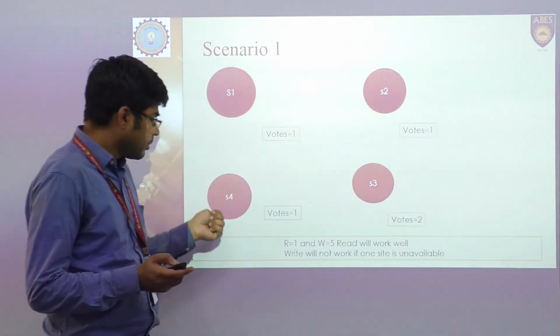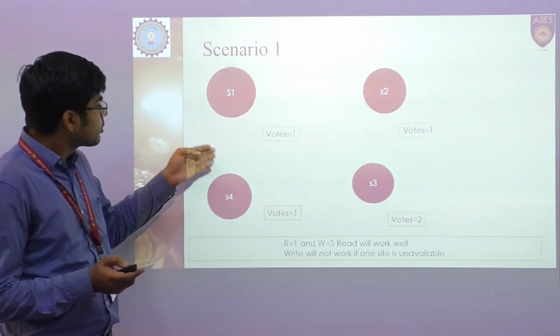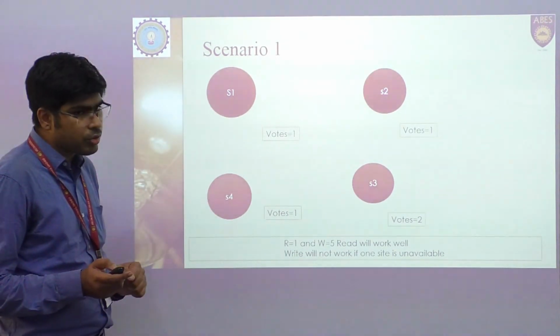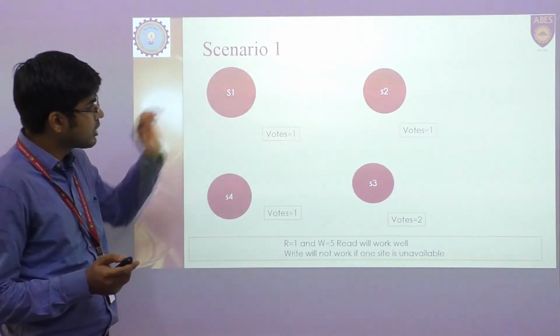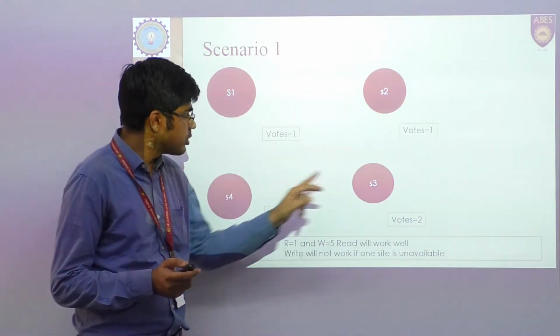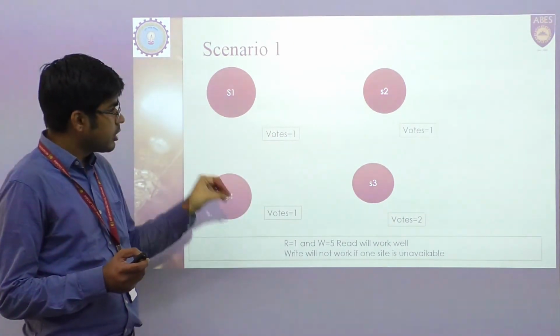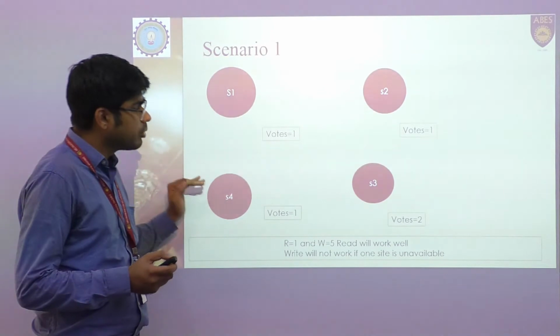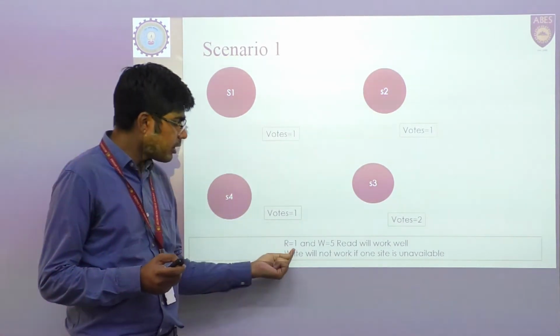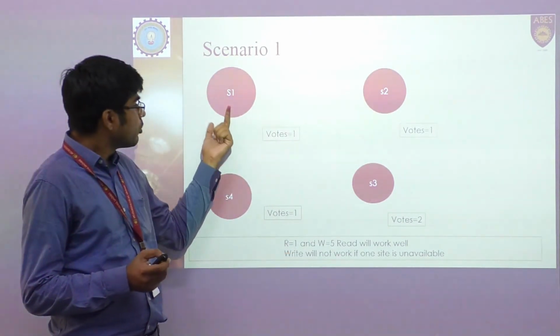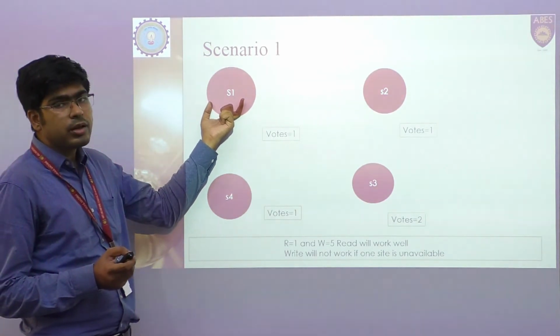because what is happening? Suppose I am saying if any one of the sides is down. Suppose I am saying S1 is down. You can still work with S2, S3 and S4 votes. If S2 is down, even if all the sides are going to be down, then also, because the read requires only one vote, S1 can perform the read operation.